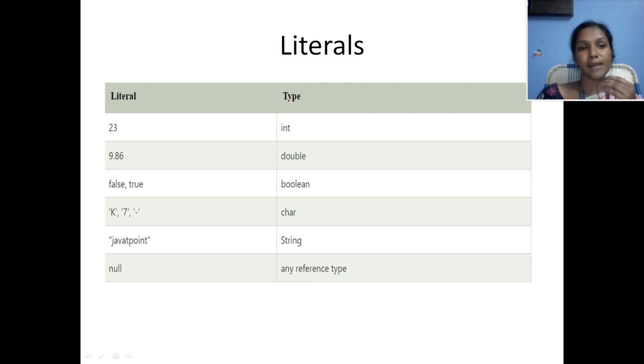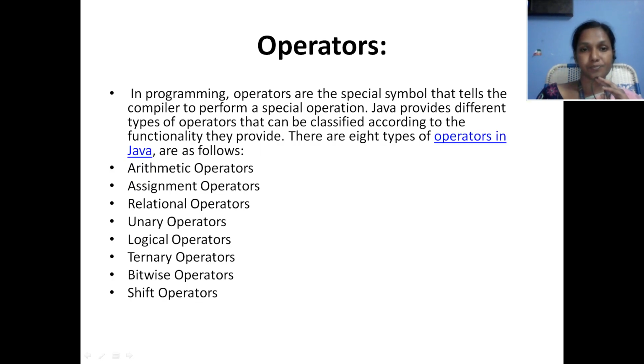Integer literal: 23 is an integer literal. 9.86 is a float or double. False or true is a Boolean literal. Within single quotes, k or 7 is a character. These are referred from JavaTpoint. A string literal is in double quotes, and null is a null reference. Whenever you declare variables, we can assign values, and they may come under these different categories.